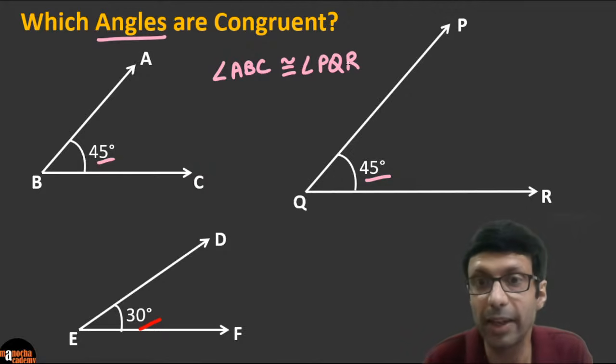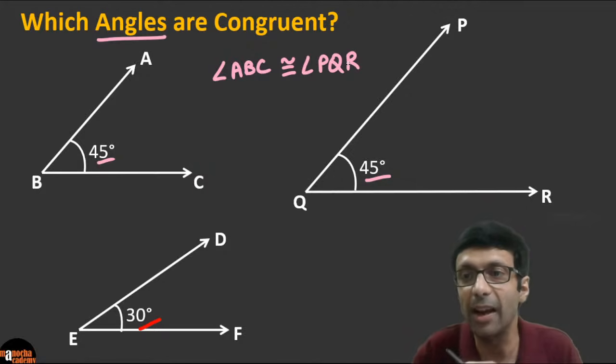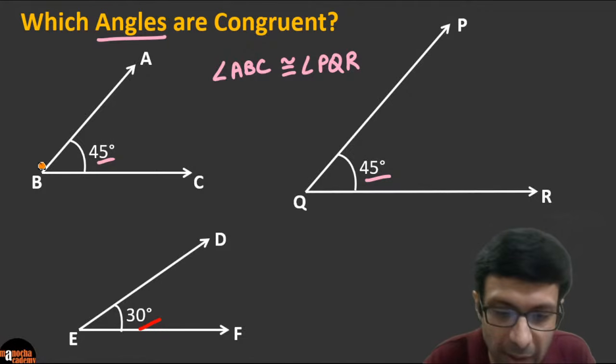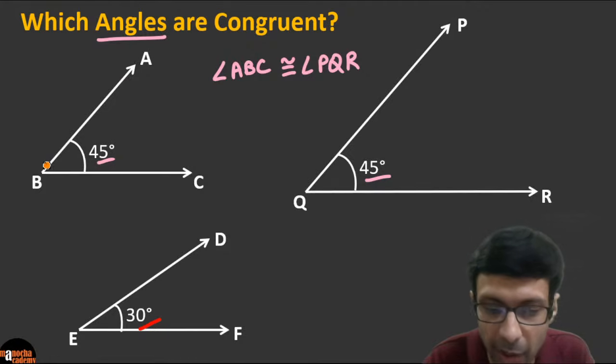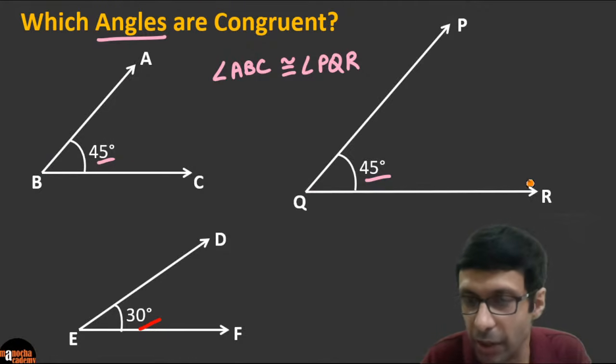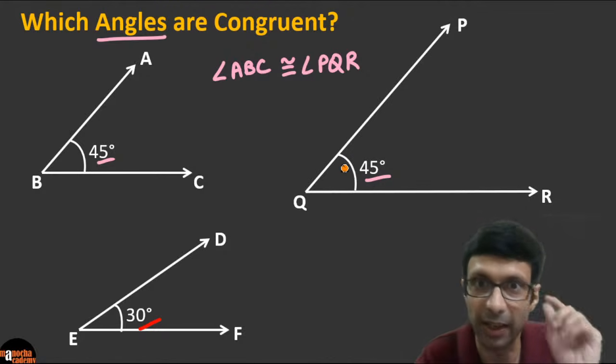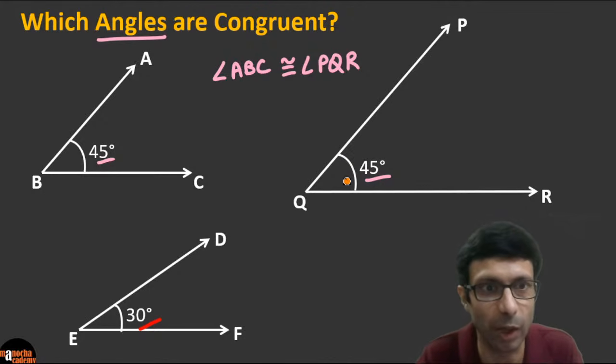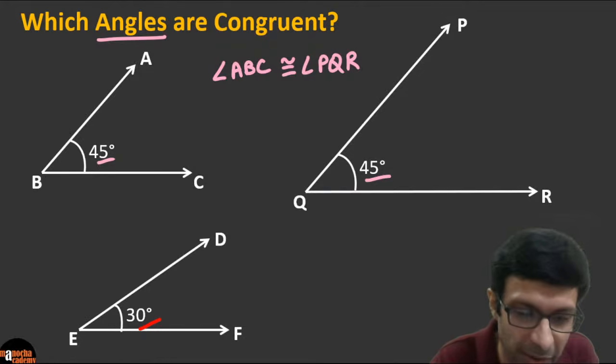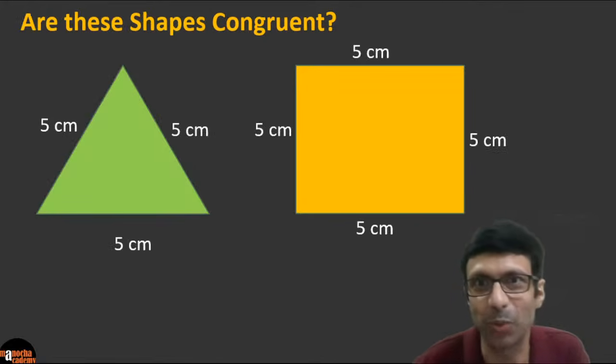But here the length of the ray does not matter, because in angles the rays can be extended infinitely, right? So you know guys that you can extend BA infinitely and BC, and same for this. So when you're looking at angles, basically the angle value needs to be equal. Okay, excellent guys. So now let's take a look at the next one.